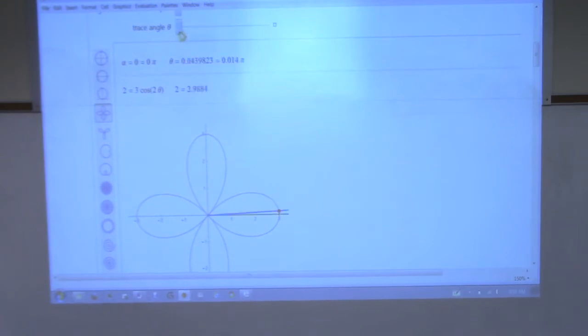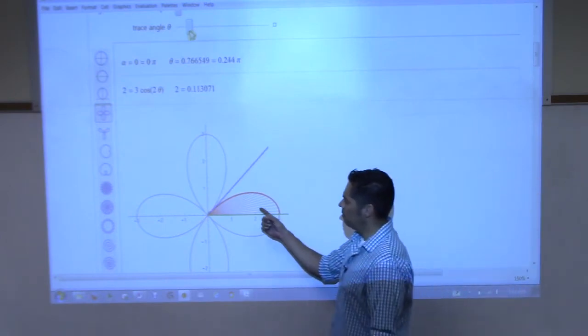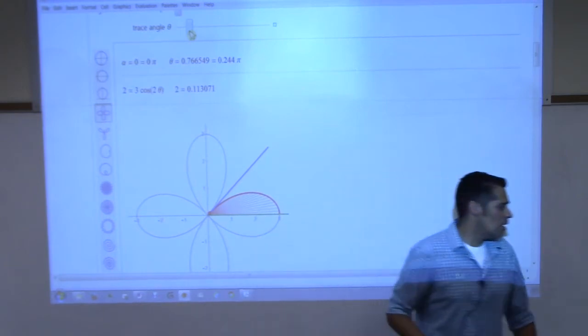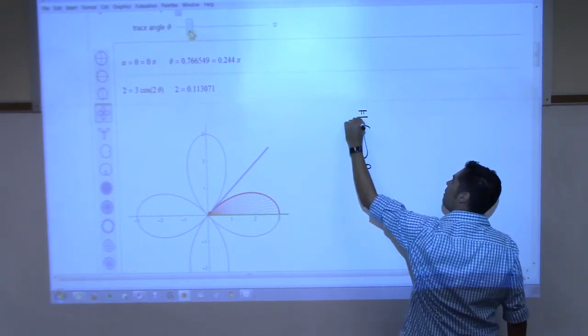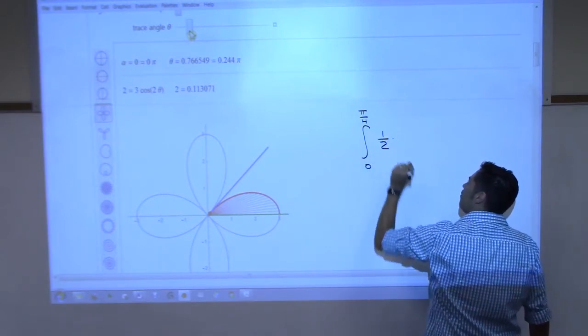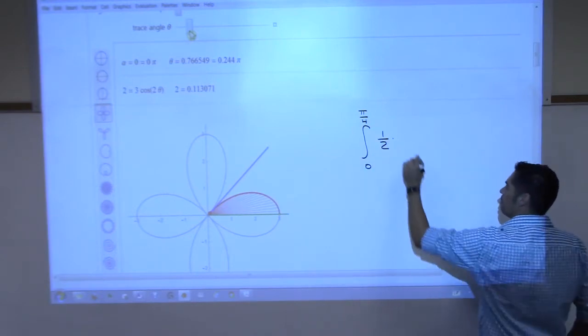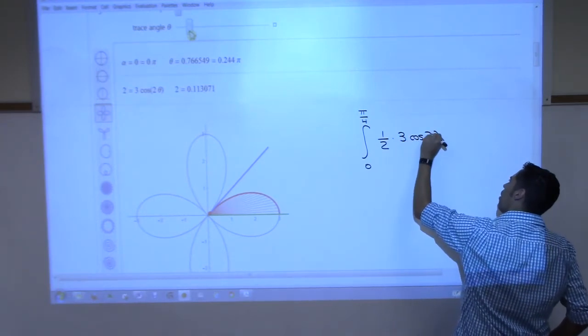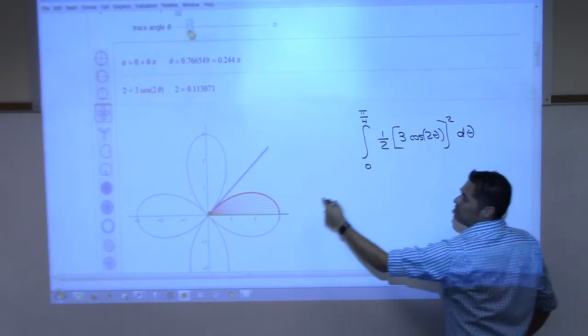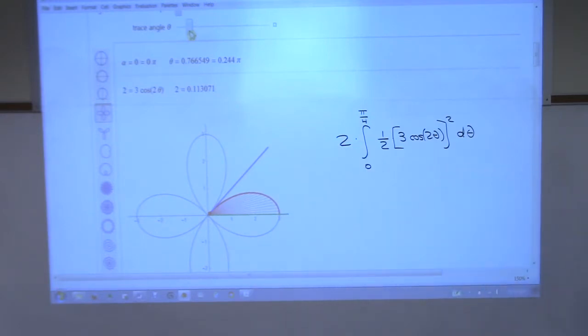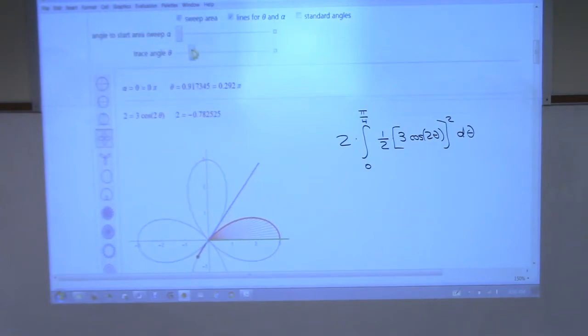So we do not want to start at 0 and go to pi over 4, do we? Well, I guess we could, and then multiply that by 2. Here's one option. We could do the integral from 0 to pi over 4 of 1/2 times the function, 3 cosine 2 theta, all of that squared, d theta. And this would give us just that, so 2 times that? We could do that. Or we could start at pi over 4 and go to 3 pi over 4.